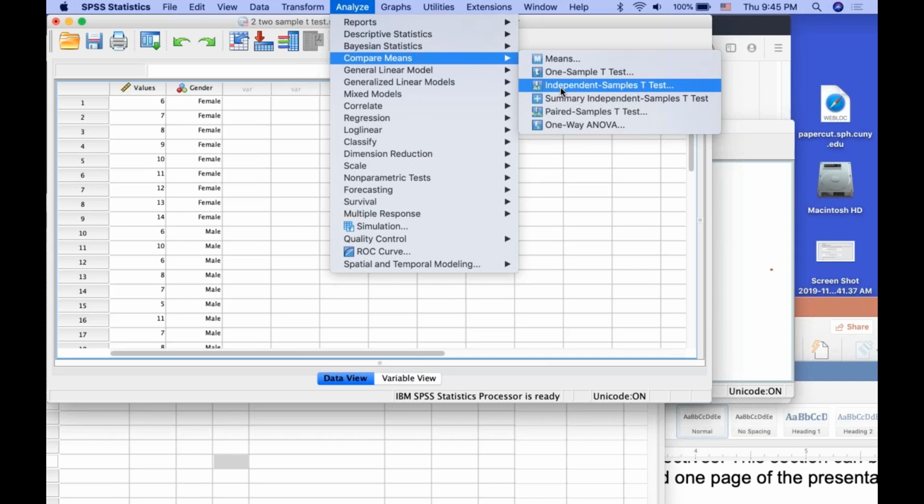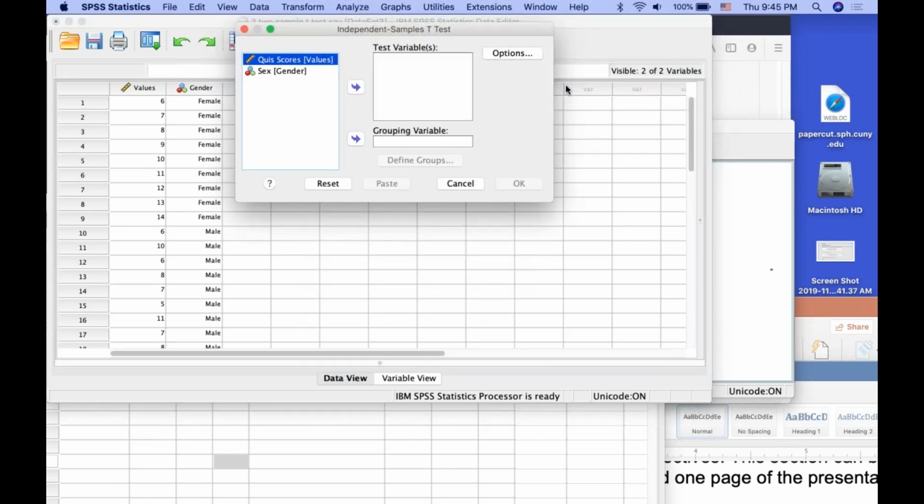One sample of females, one sample of males. They're not the same person sampled twice, like a paired sample. And it's not a 1 sample test because there are 2 samples here. So the quiz scores, which I spelled wrong despite everything else, and gender go in here.